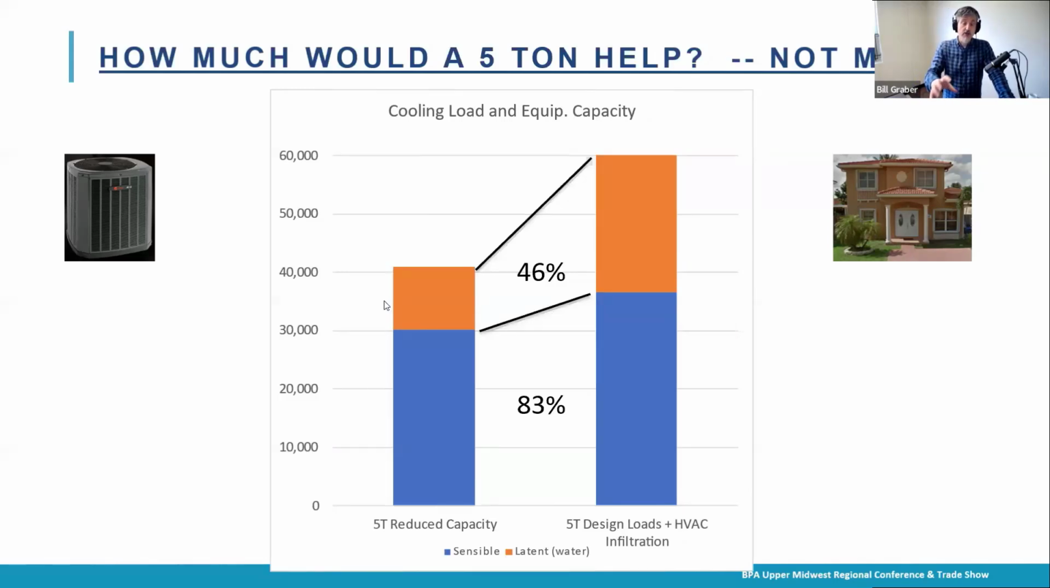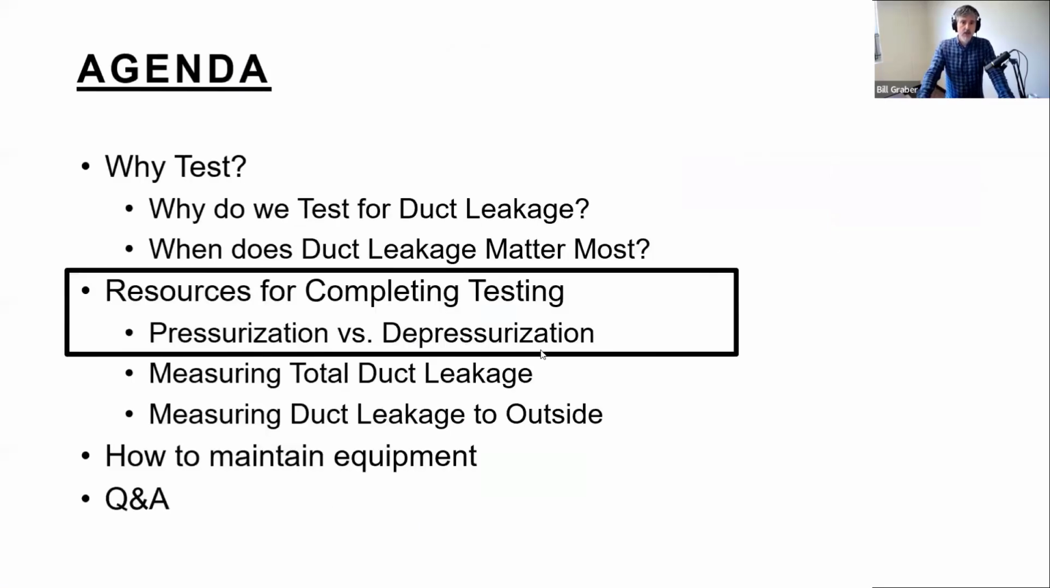So the message here is when you have duct leakage to outside, and this is an example that's a big leak to make the point, it causes major problems and we need to fix it. We need to diagnose it and we need to fix it. So hopefully you get a feel for why we do this testing.